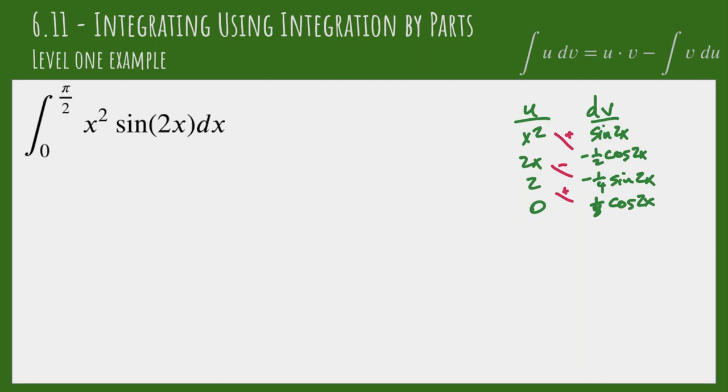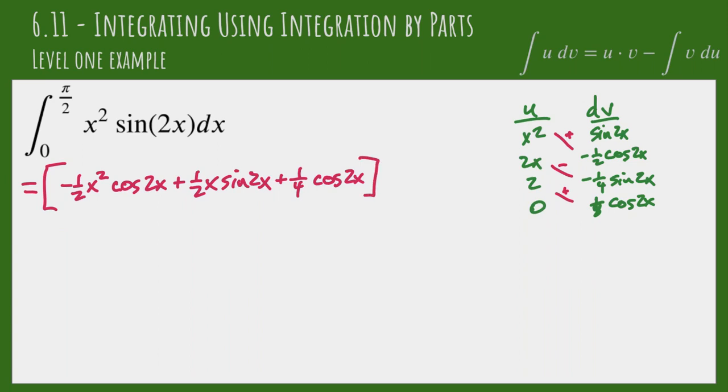So the antiderivative will be negative 1/2 x squared cosine of 2x plus 1/2 x sine of 2x, and then plus 1/4 cosine of 2x. And then instead of the plus c, remember with a definite integral, we are just evaluating this expression from 0 to pi over 2. I say just evaluating. It's not necessarily a simple thing, but it's a straightforward thing.